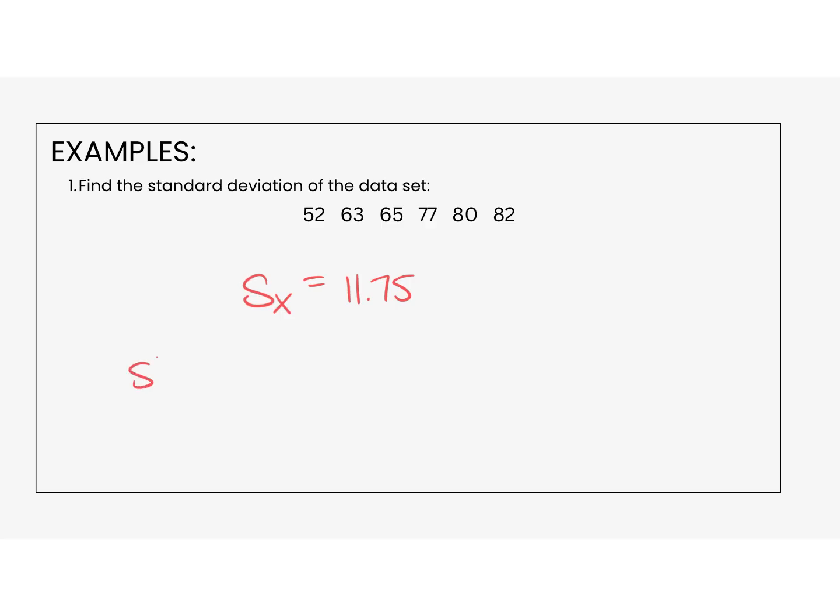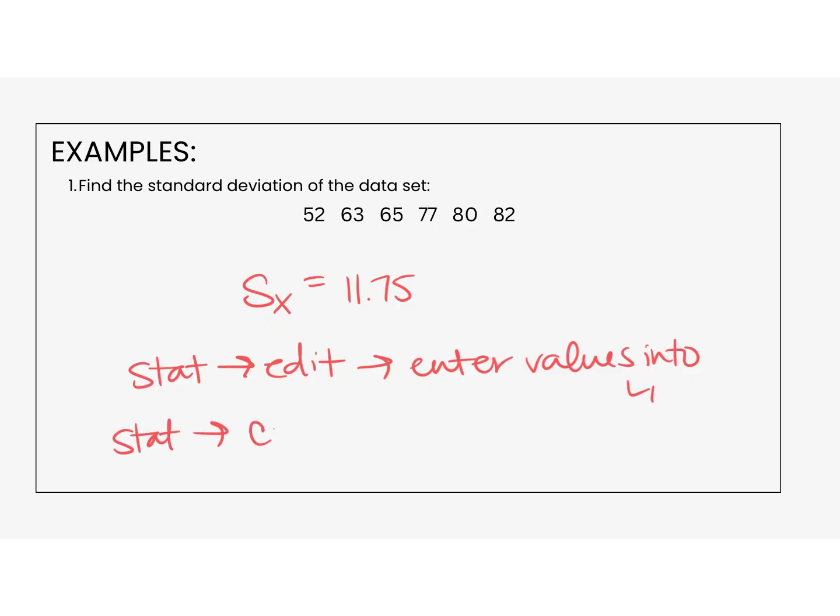So again, you're going to hit stat, edit, and you're going to enter values into L1, and then you're going to hit stat, calc, arrow over, and then one variable stats. And that will give you all of that. So that's what we're going to use for the remainder of today.